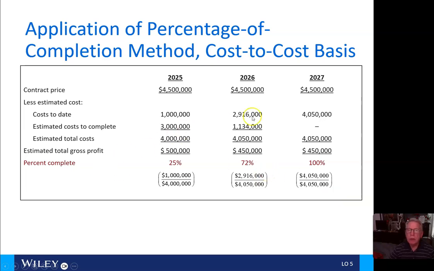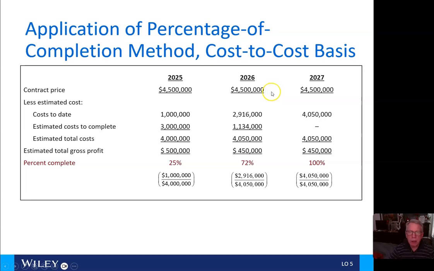Here is our contract price, right? And the cost to date here were $1 million. So the estimated cost to complete was $3 million. The estimated total cost would be $4 million. And so the estimated gross profit was $500,000. So at this point, we're 25% complete.